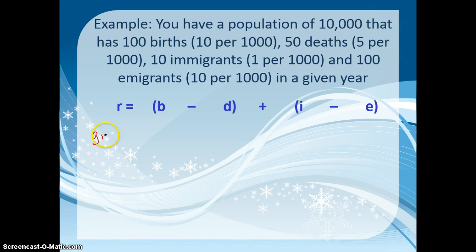So basically here we have our growth rate, which is going to be equal to the number of births. So let's use this fraction here. So this is 10 per every 1,000 individuals minus our number of deaths, which is 5 per every 1,000 individuals, and that is our first part of our equation. Then let's add in, alright, we have 1 immigrant per every 1,000 individuals, and that also means that we have 10 emigrants per every 1,000, according to our information up above.